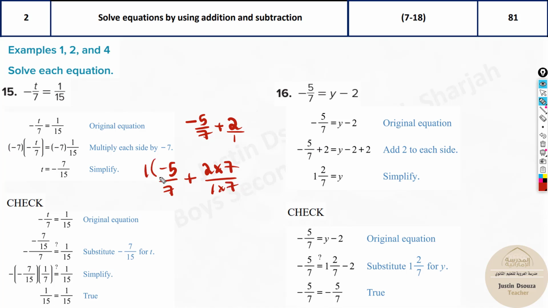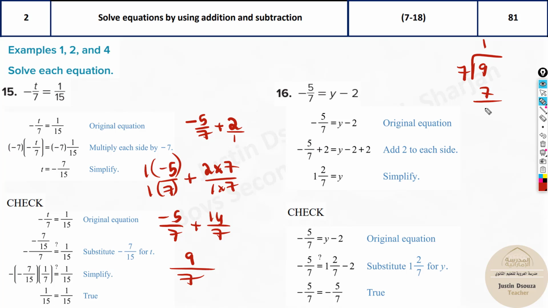Here basically you multiply it by 1. It'll be minus 5 by 7 plus 14 by 7. Now simplify, 7 is the common term. It's minus 5 plus 14. It'll be 9. So this is the answer. Now if you divide 9 by 7, you will get 1 time, and the remainder is 2.